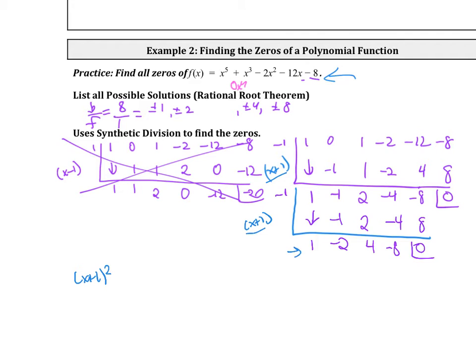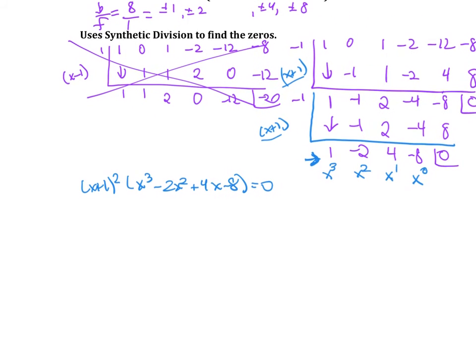Now, looking at what I have here, our depressed polynomial, I notice that I could probably factor this by grouping. So I can stop at this point. I don't have to keep on going. I can just factor with a known method. So just like we did before, we only had to do one synthetic division, and then we could factor. And so here, this becomes x cubed minus 2x squared plus 4x minus 8, and this equals 0.